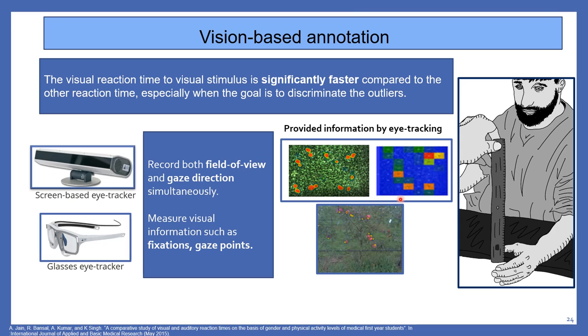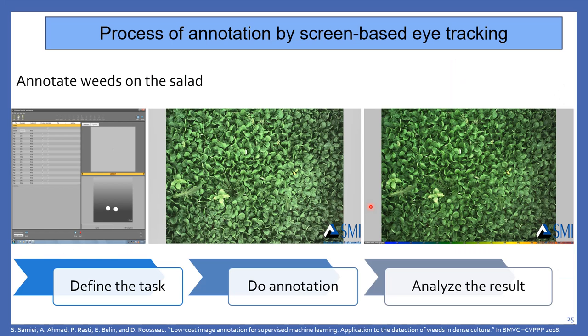I bring one example of using this technology for annotating images in an agriculture application. By using screen-based eye tracking, we annotate weeds located between the plants. For this purpose, there are different steps. First, we need to define the task, and second, we ask the annotator to gaze at the weeds for a specific amount of time. And on the last step, as you can see here, we analyze the result provided, such as these heat maps. These heat maps could be used as a source of annotation for the task.